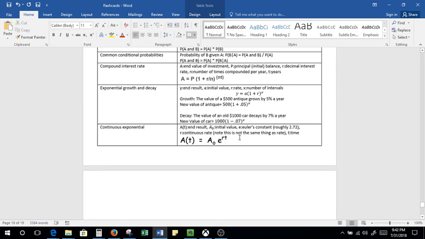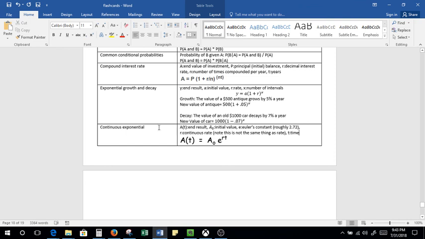R is continuous rate. Note that this is not the same thing as rate in the way we're traditionally used to seeing it, like you drive miles per hour or something like that. This is happening instantaneously. So don't confuse that concept of what they're actually asking for here. And T is the time, or the intervals, depending on what we're actually looking for.